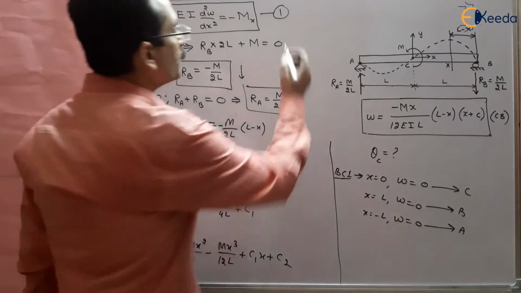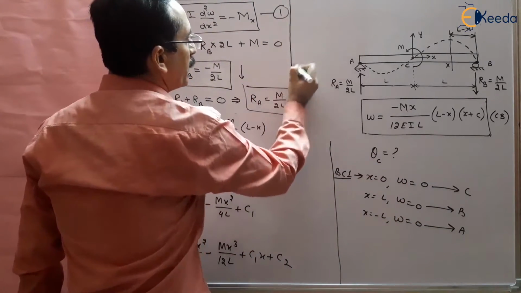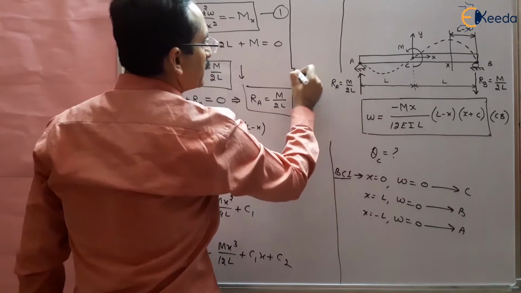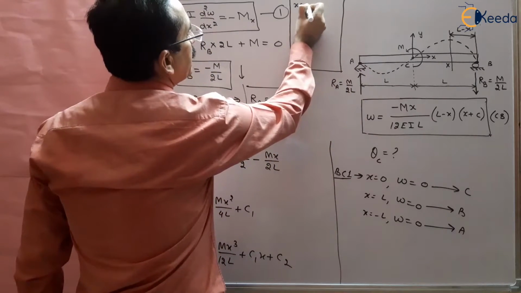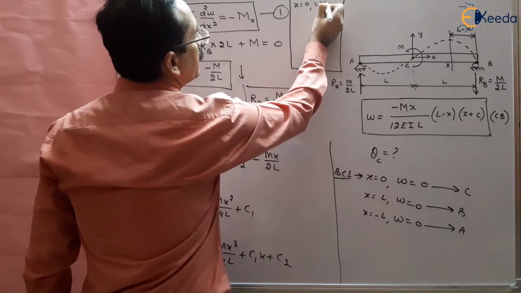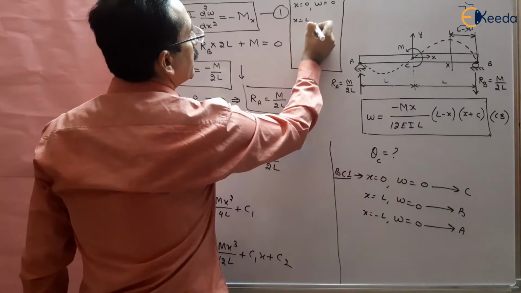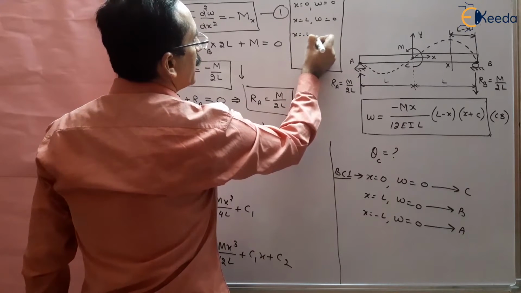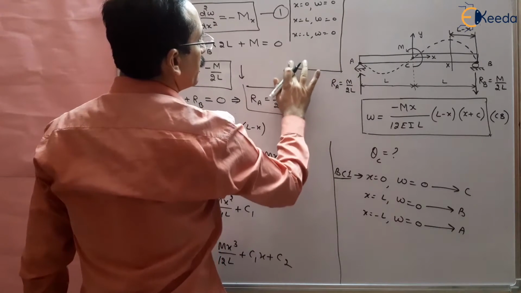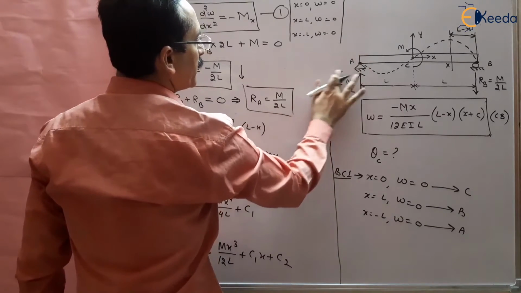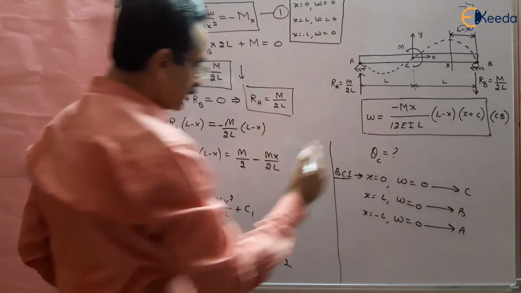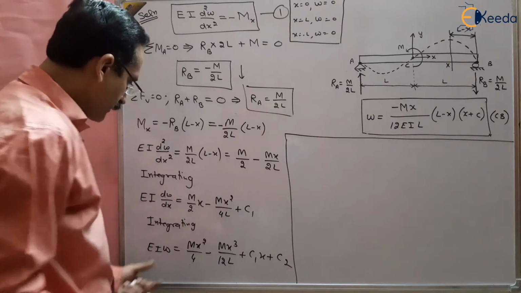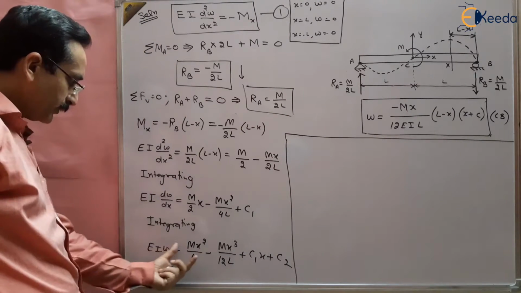So we can write boundary conditions here so that we can solve this problem. x is equal to 0, w is equal to 0; x equal to L, w is equal to 0; x equal to minus L, w is equal to 0. These are the boundary conditions, right? I have written them separately so that I can use this space. Now this is EIw.